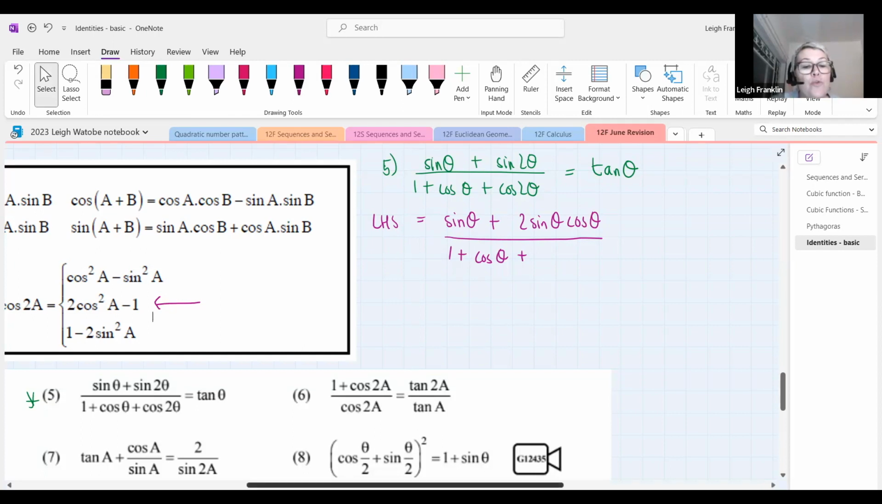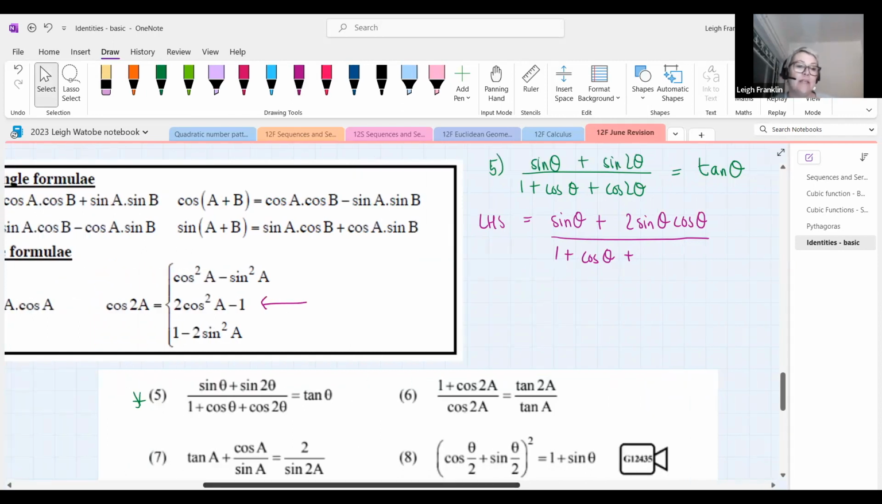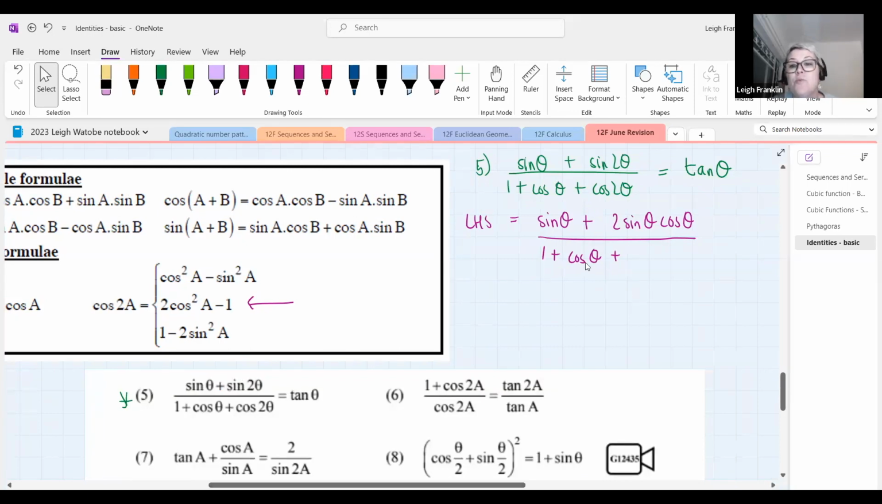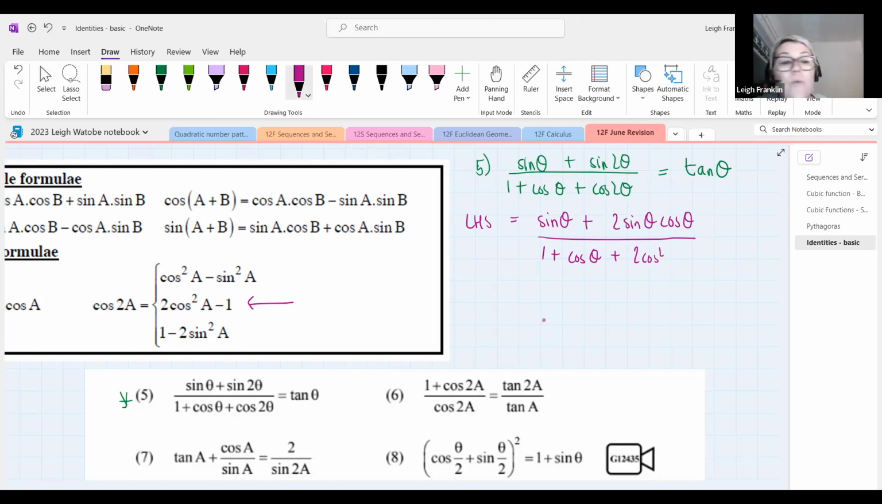All right, so you know how to rewrite your cosine double angle depending on the other terms that it appears with. If cos 2 theta appears with cos theta, then write cos 2 theta as 2 cos squared theta minus 1. If cos 2 theta appears with sine theta, then write cos 2 theta as 1 minus 2 sine squared theta. So we're going to go with 2 cos squared theta minus 1. It's also going to cancel out the 1.